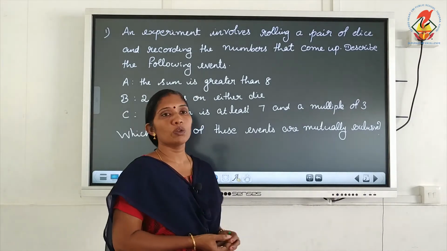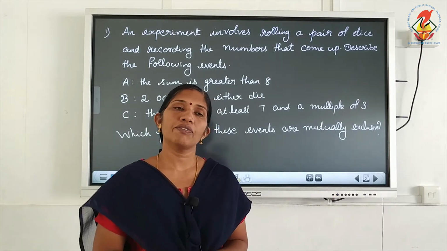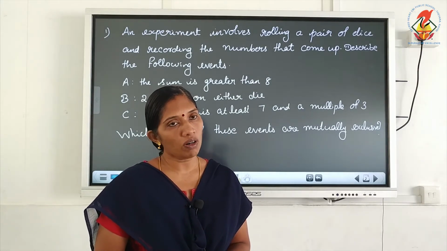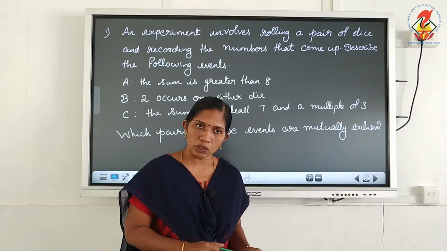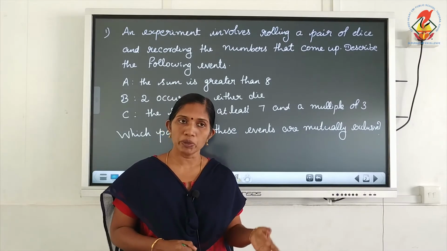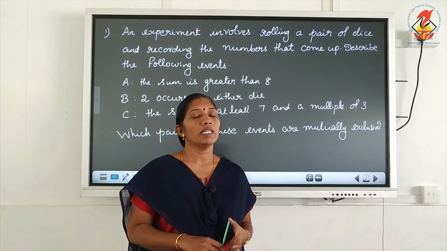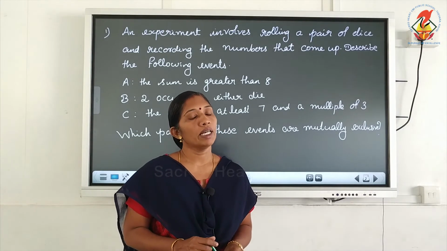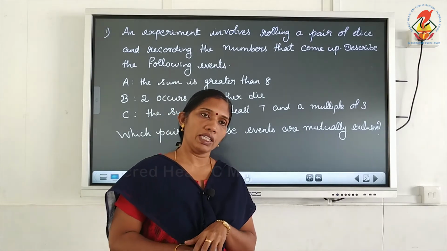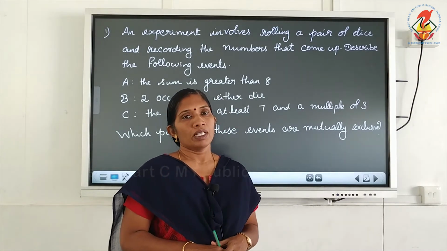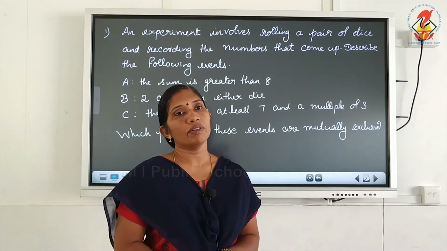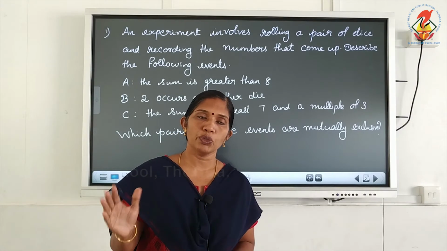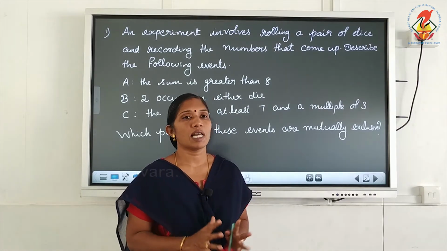Then mutually exclusive events. Two events E and F are said to be mutually exclusive if they are disjoint, or E intersection F is equal to null set. In terms of probability, we can say that P of E intersection F is equal to 0. That is mutually exclusive. Then exhaustive events, E1, E2, etc., En are said to be exhaustive. Then what is the condition? E1 union E2 union etc. union En is equal to the sample space.